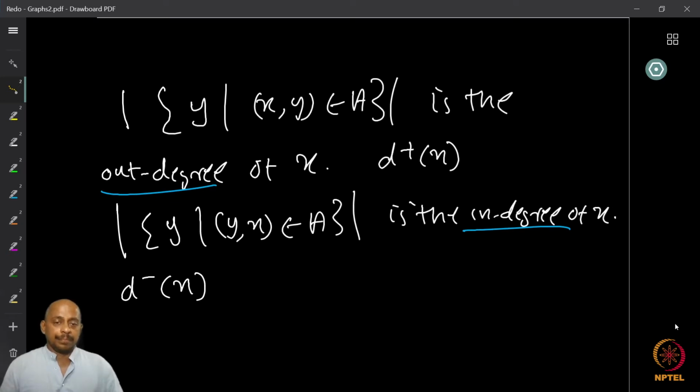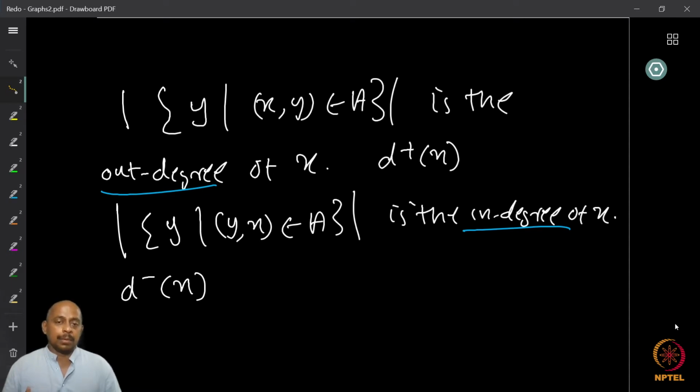Now, if you look at the multi-set of all vertices y such that (x, y) is an arc, it's called the out degree of x. These are the number of edges which go out of x, right? So start from x and go to some other vertex. Then it is usually denoted by d plus of x, that says the out degree of the vertex x. And similarly, the multi-set of all y such that (y, x) is an arc is the in degree, which means all the arcs which are coming into x, that is denoted by d minus of x. So we have the out degree as well as the in degree.